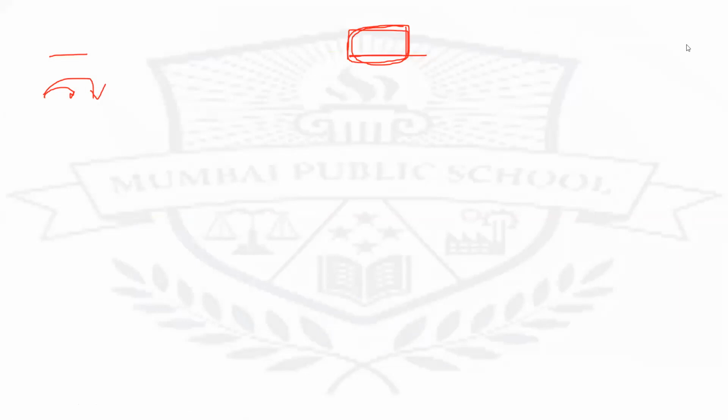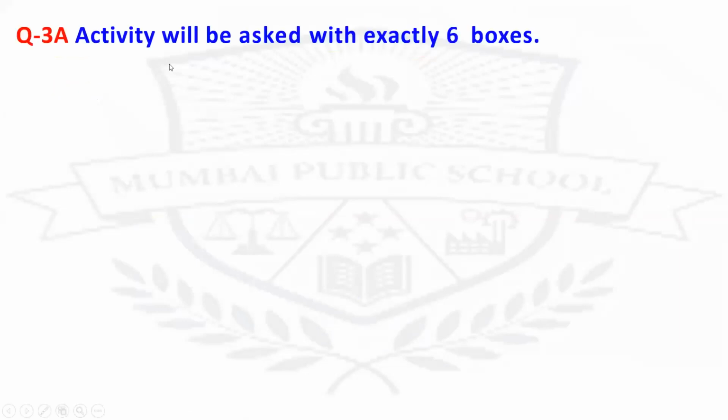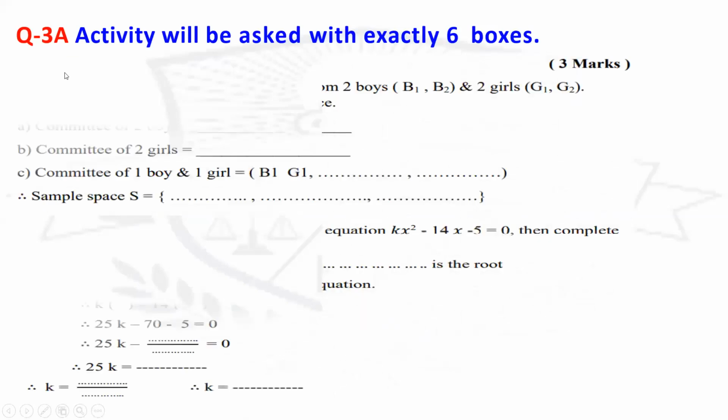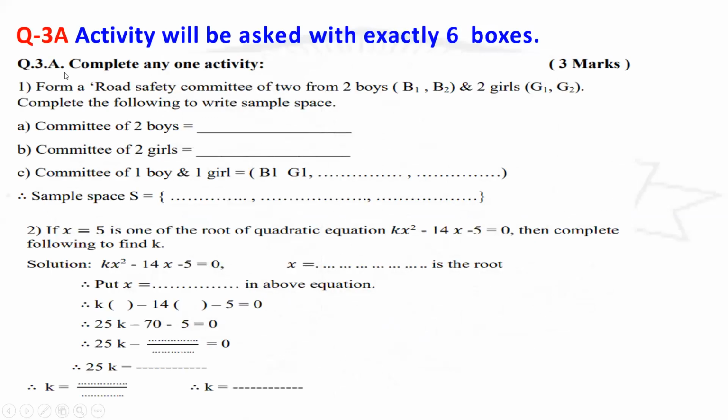We'll move ahead to the next part. Activity. Now here, the activity will be asked with exactly 6 boxes. Understand? In question number 2a, 4 boxes. In question number 3a, it is 6 boxes. Again, the same rule: half mark for each box. Check this question, question number 3a. Complete any one activity. Understand?